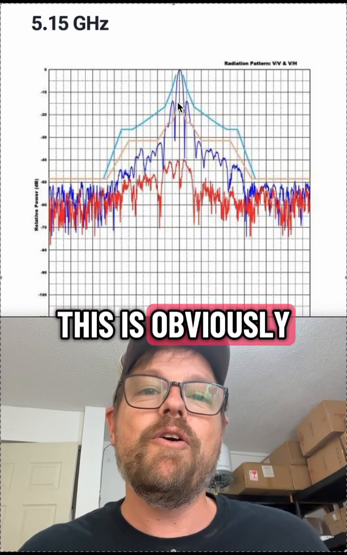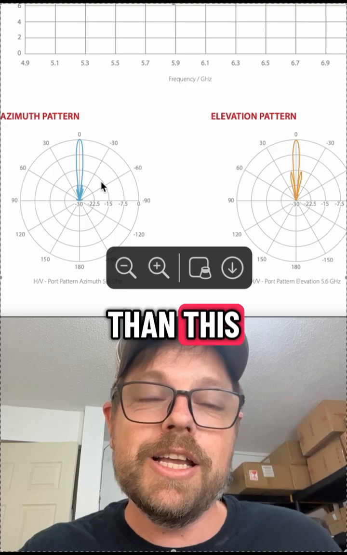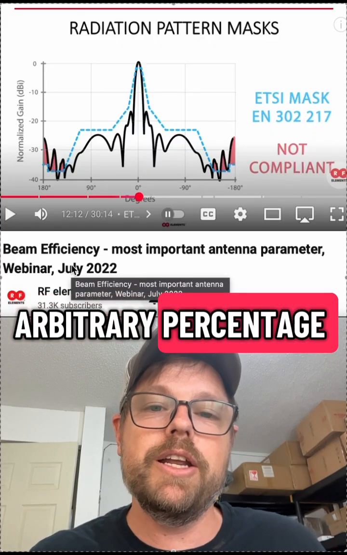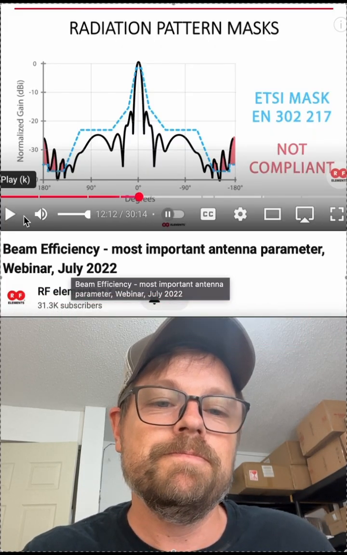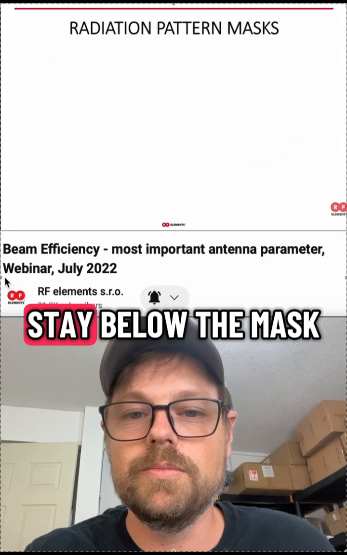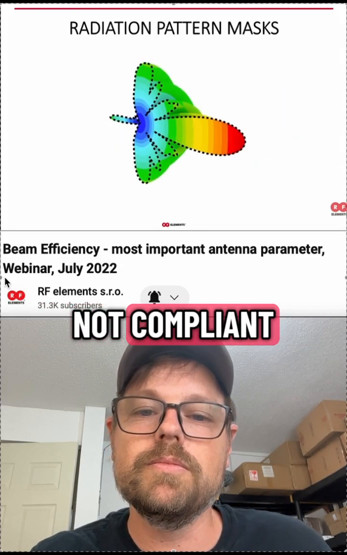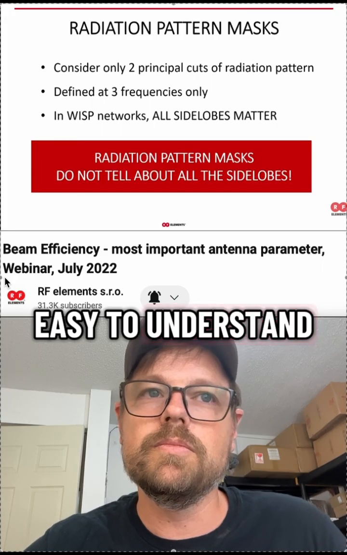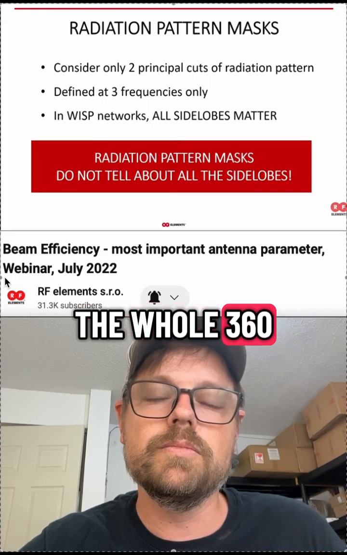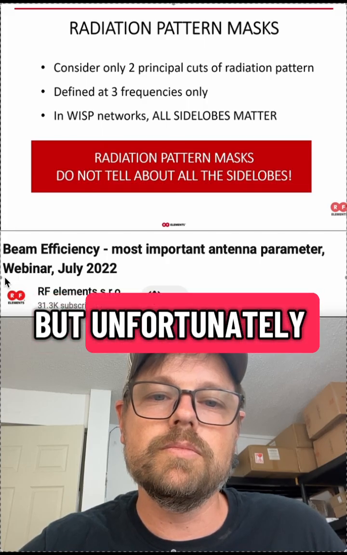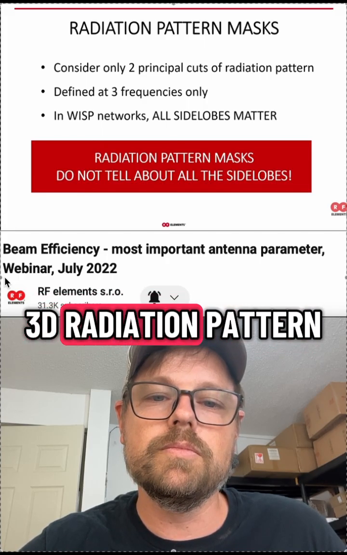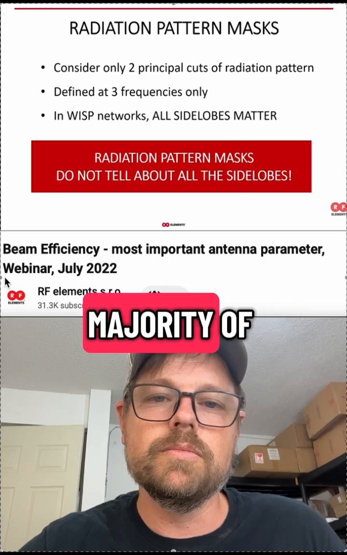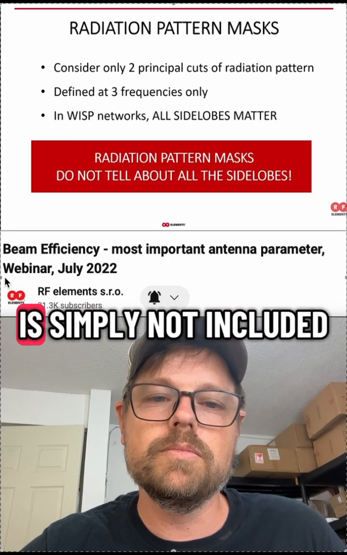This is obviously way more useful than this, way more useful than some arbitrary percentage of beam efficiency. If the radiation pattern does not stay below the mask, the antenna is not compliant, which is the case for this example. The masks are easy to understand, and to their credit, they do consider the whole 360-degree circle of a radiation pattern, but unfortunately only 2 cuts of the whole 3D radiation pattern at 3 frequency points of the whole spectrum the antenna may work in. So the vast majority of the spectrum and radiation pattern is simply not included.